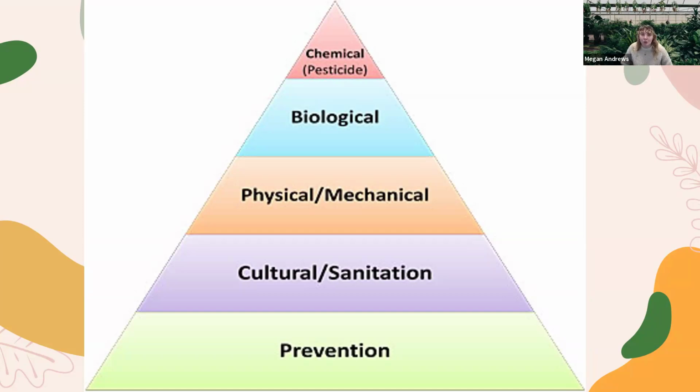Then we have biological. Biological is hard to apply inside. You can buy nematodes to help your soil out. We'll go into that some more in a bit. And then we have chemical, and pesticide use is the very last option. We want to avoid jumping to chemical use in general because chemicals often build up resistance, especially in our insect pests. And then we lose tools.